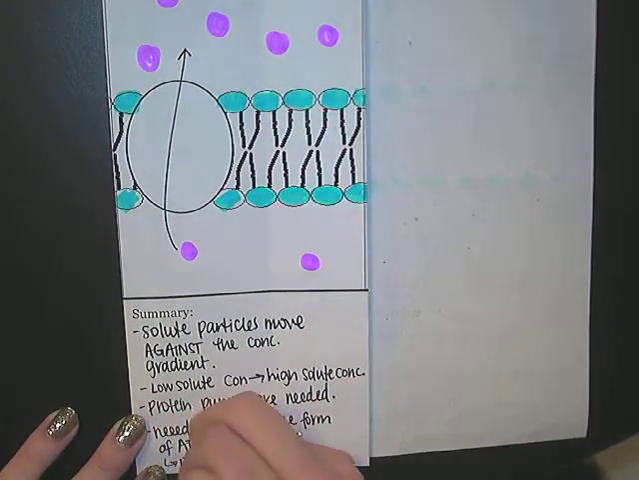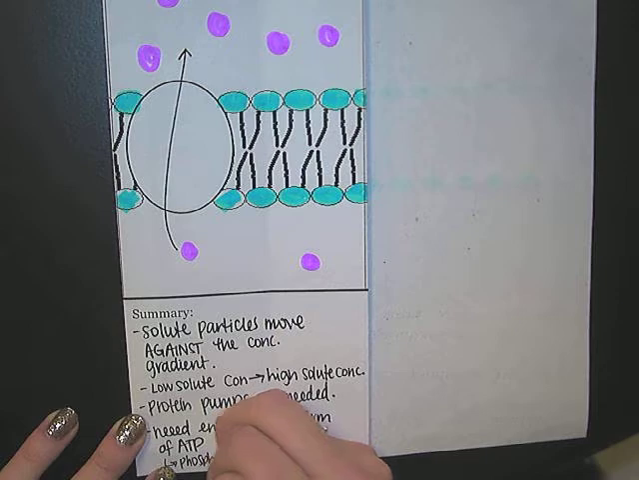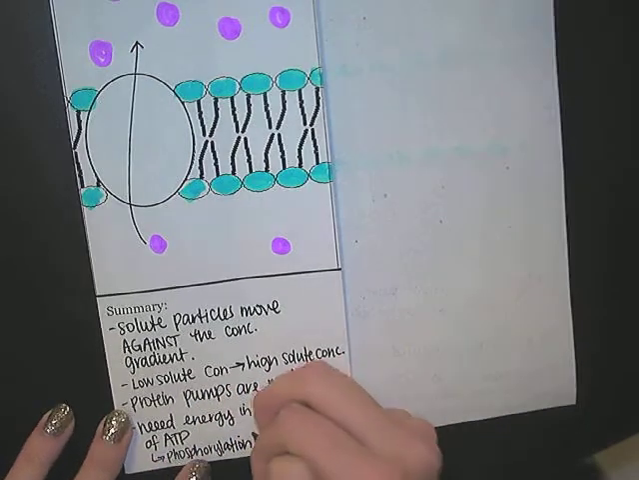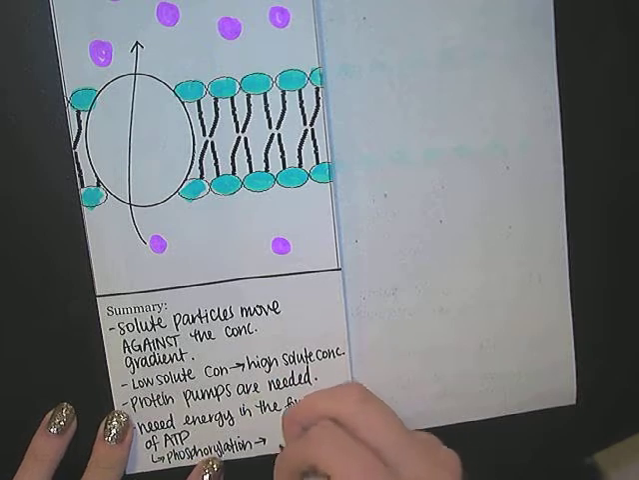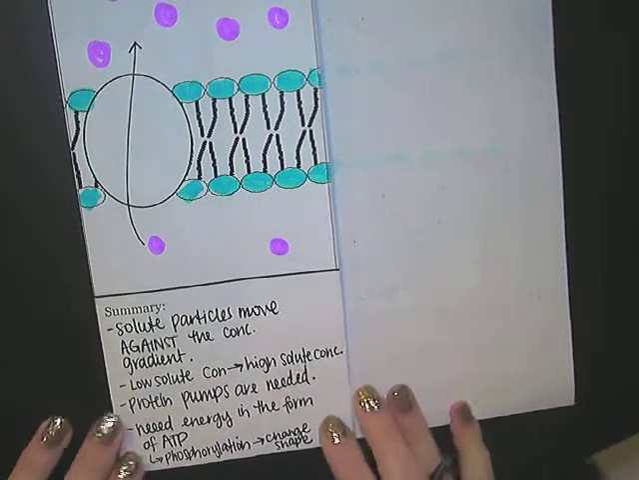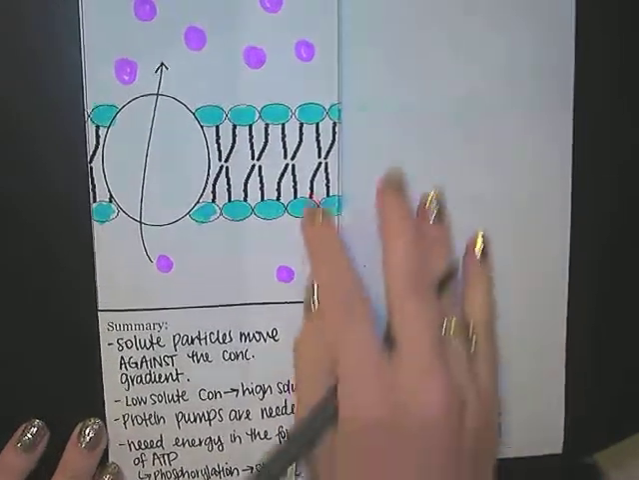So I'm going to write phosphorylation. If I can spell that right, who knows? Phosphorylation is going to change the shape. That's how we are able to move those particles across the membrane.